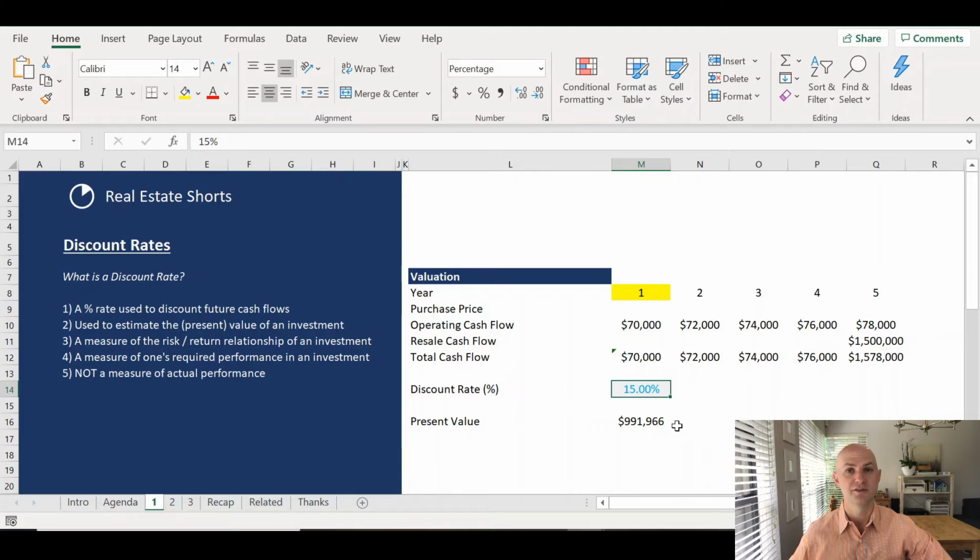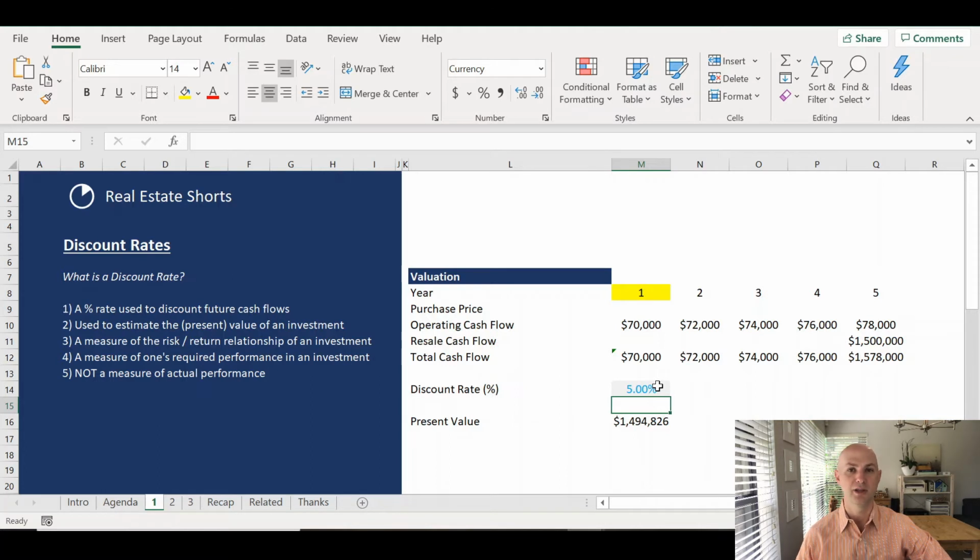Now watch what happens if we change this to 25%. Keep in mind, the higher the discount rate, the more you are discounting, so the lower the present value. So our $1 million value today changed to $688,000. The opposite is true. If we reset back to 15, what if it's a lower discount rate? Let's say 5%. We would expect the present value to be much higher because we're not discounting by as much. So we went from $1 million to almost 1.5.